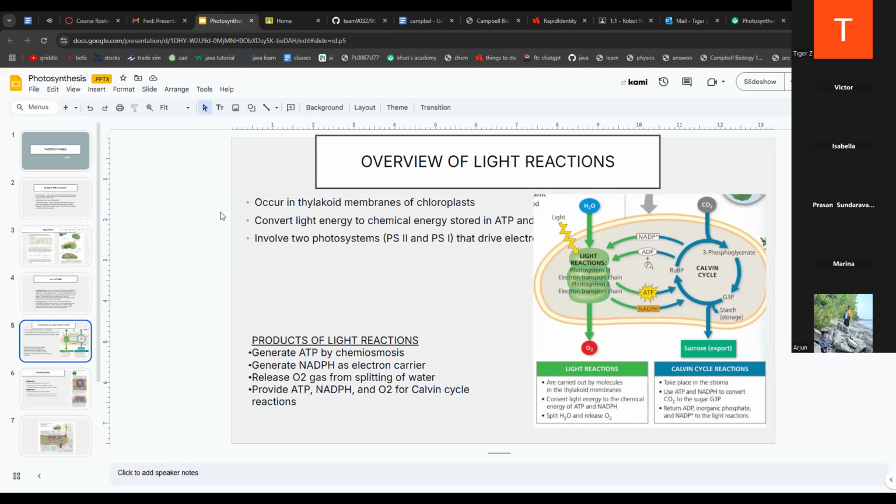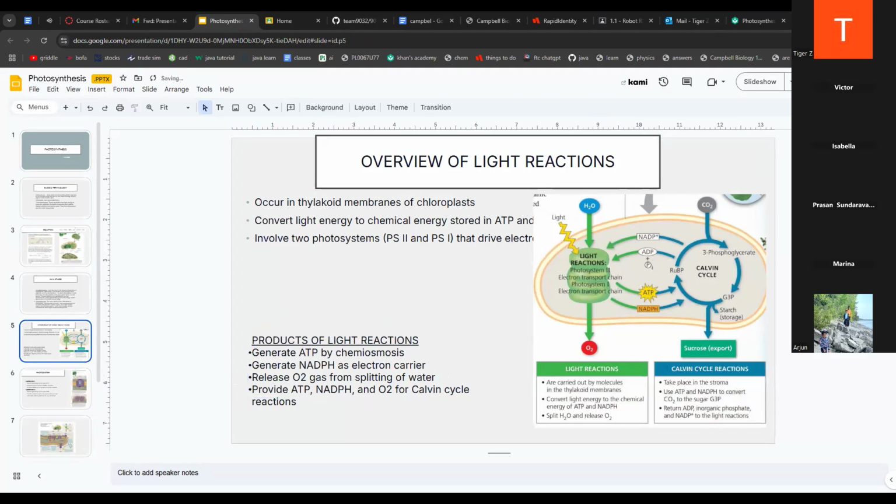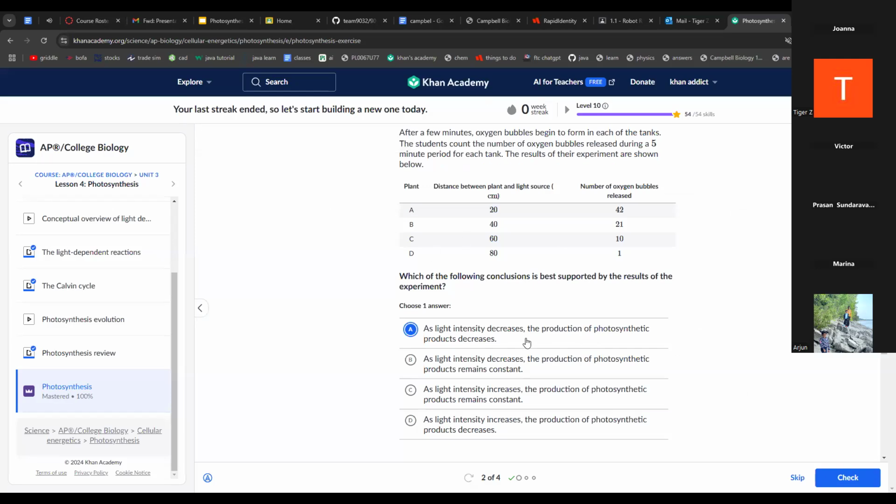Oxygen is a byproduct of what? Where does that oxygen come from? Water. Yeah, it's water, exactly. The light is using its energy to split water, and that's what produces that oxygen. So as we have more light, it's splitting more water, which produces more oxygen.